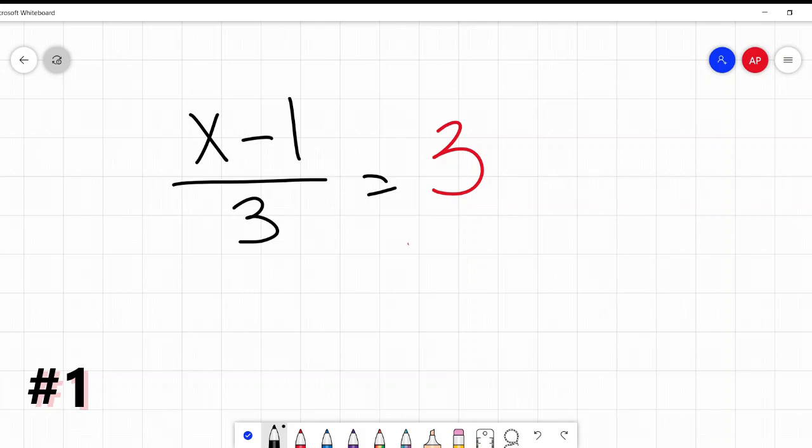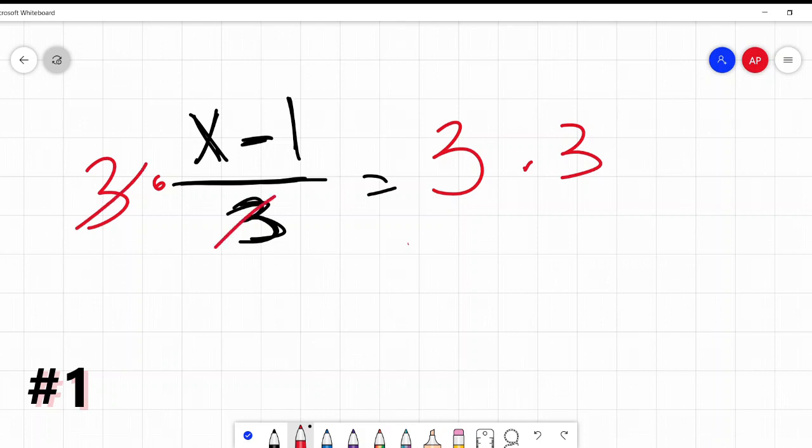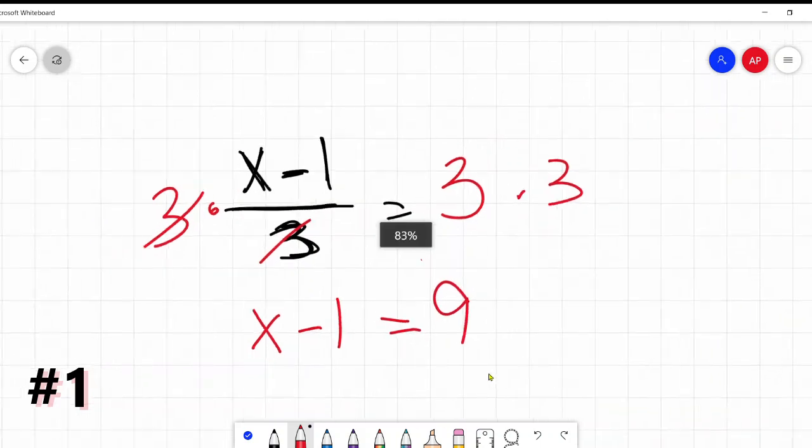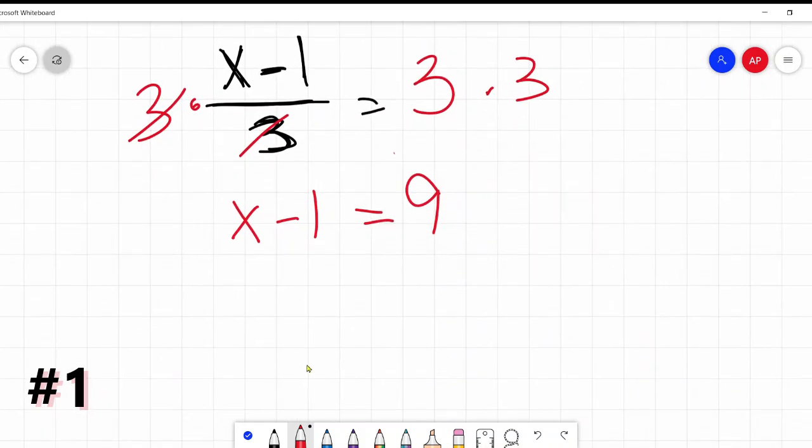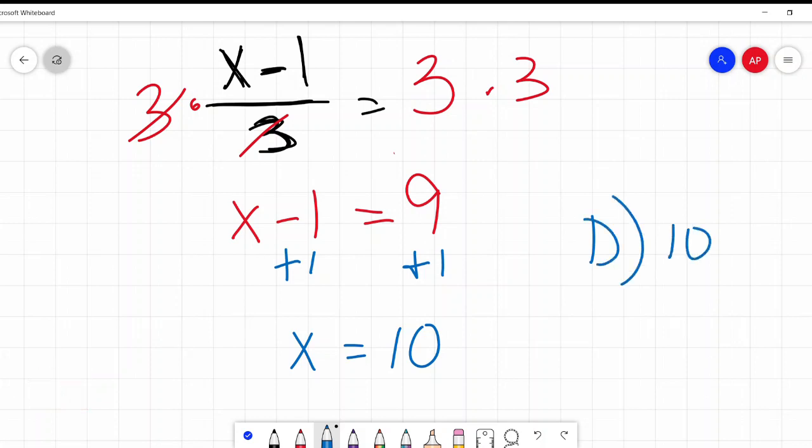To get x by itself or solve for x, first thing we have x minus 1 divided by 3. So let's get rid of the divided by 3 by multiplying both sides by 3. That undoes that. We are left with x minus 1 on the left and 3 times 3 or 9 on the right. Then to get x by itself, we want to undo the minus 1, so we will add 1 to both sides. x then equals 9 plus 1 or 10, which is option D on the test.